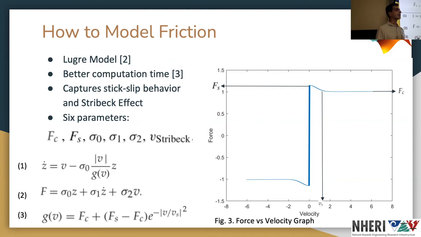And exactly how that's done is shown in figure three, by using the force and velocity graph of the experimental data. So now that we have these three parameters estimated, we're only left with sigma zero, sigma one, and sigma two. And to figure out what those three unknown parameters are, we need to fit this Lehigh model to the experimental data.